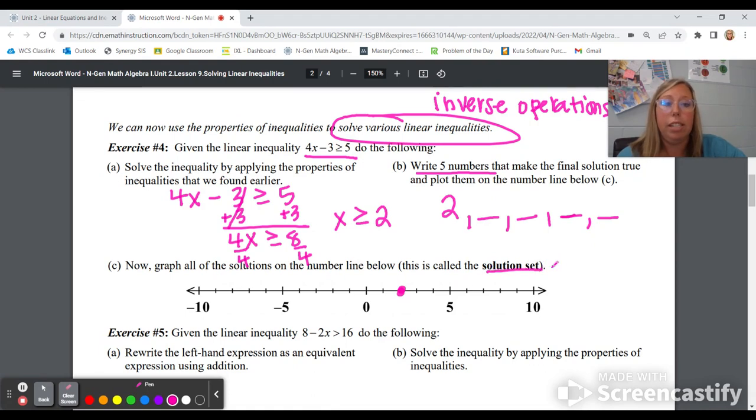This is called a solution set, and it makes this inequality true. Since the numbers are supposed to be greater than 2 or equal to 2, they are all going to fall to the right of that starting point. Go ahead and finish up your list and your number line now, and then move to exercise 5.